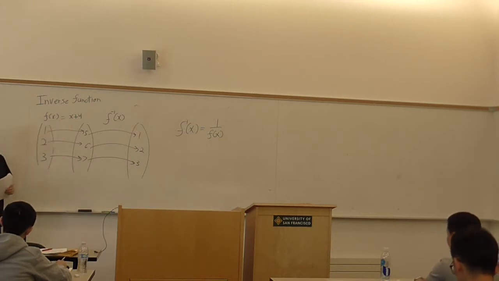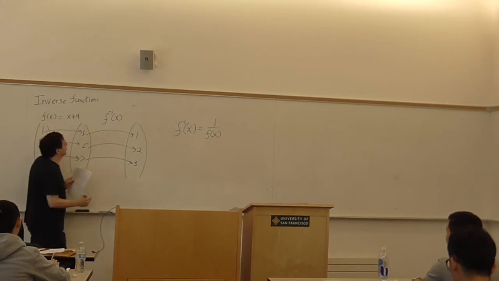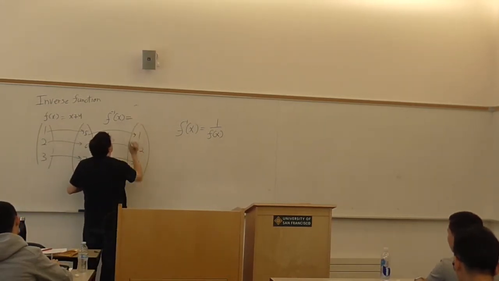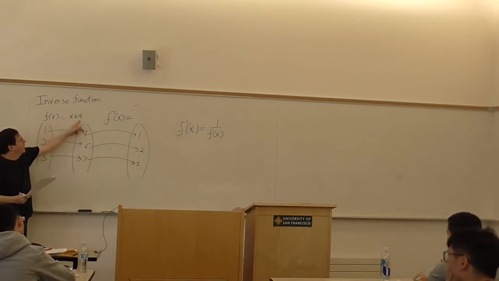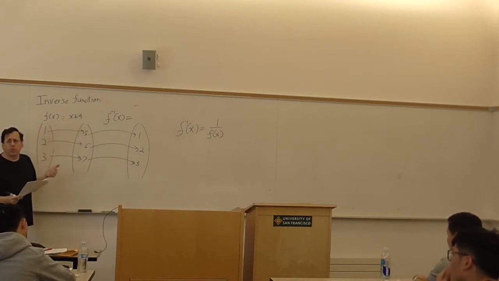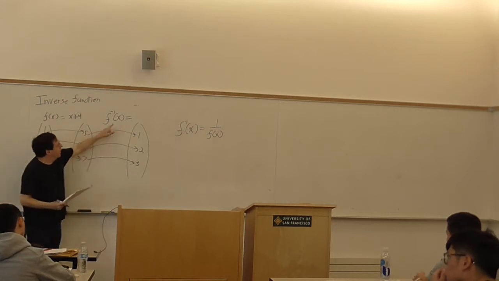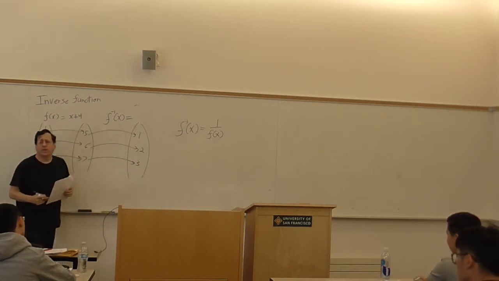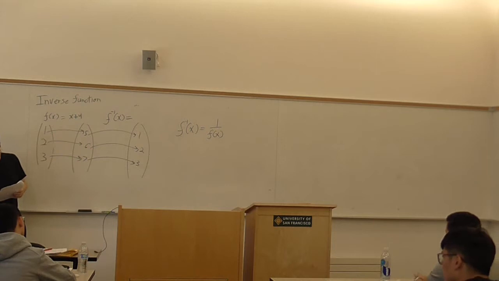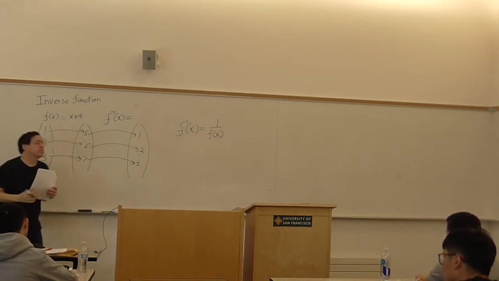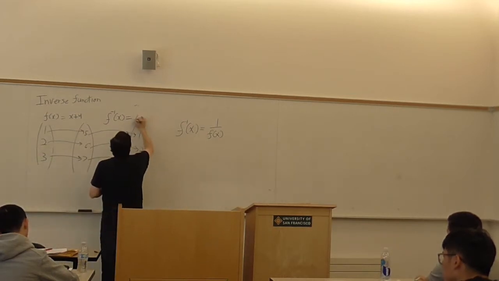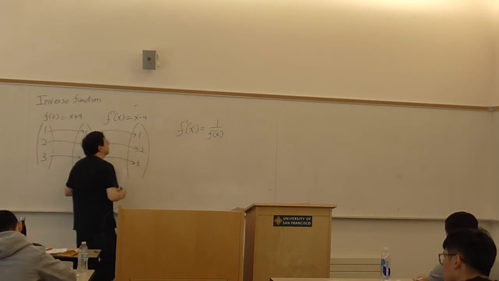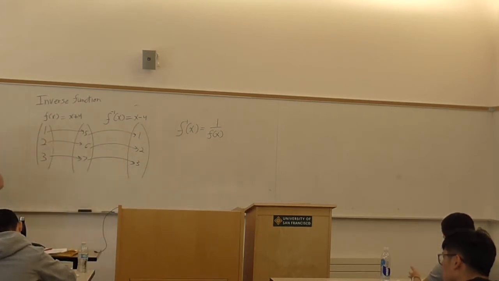This example here is pretty easy to see what the rule for the inverse function would be. If f of x is x plus 4, how do we get back to where we started from? What would f inverse of x be? X minus 4. That's pretty obvious, right?